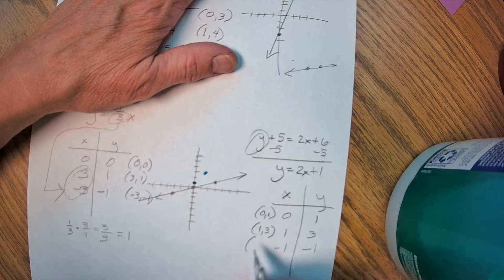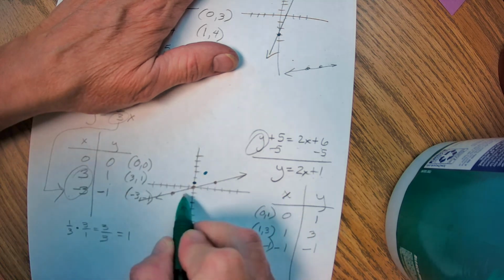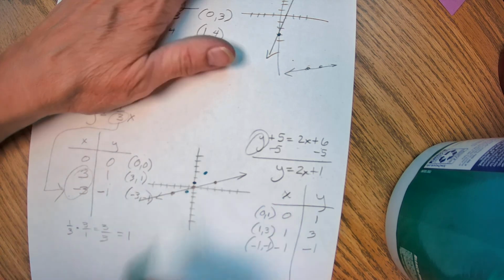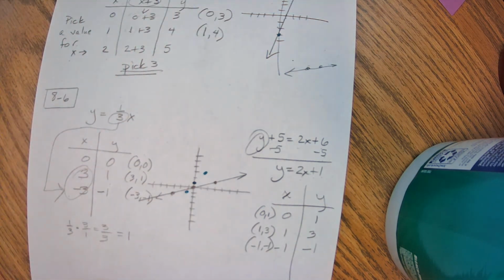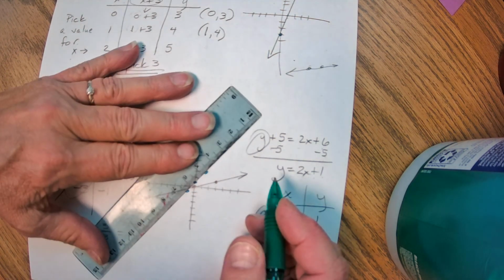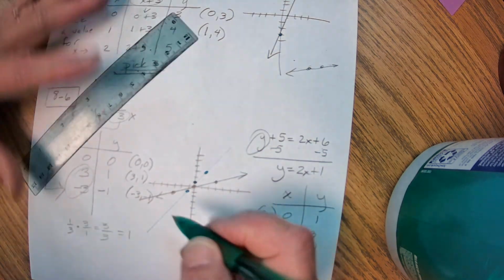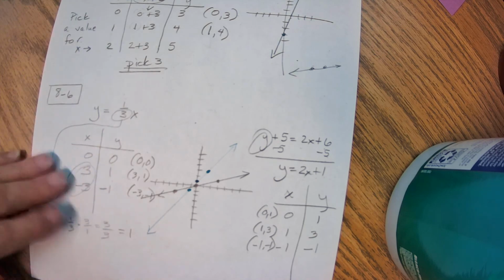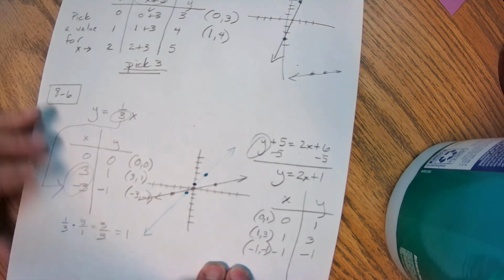Sorry, I was just double checking to make sure that worked. We'll be able to tell right away if it doesn't, right? And -1, -1. Looks like that lies in a straight line. And there's the graph of that one.